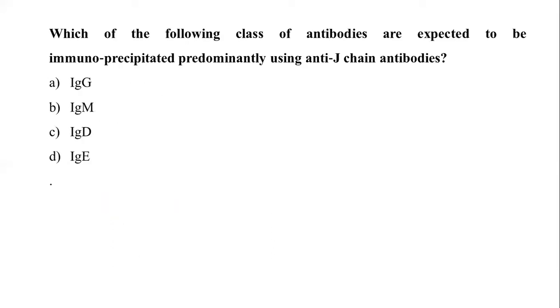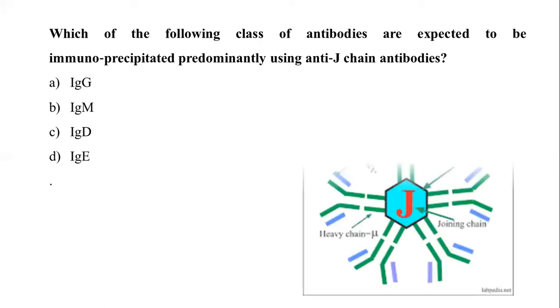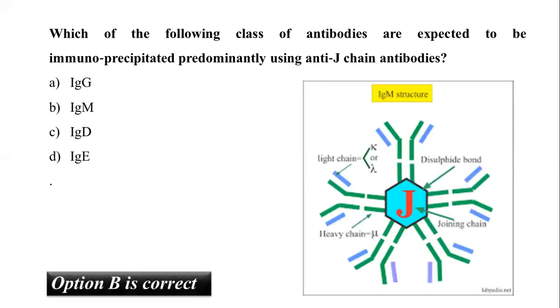In the next question, which of the following classes of antibodies are expected to be immunoprecipitated predominantly using anti-J chain antibodies? So the J chain is a protein component of both IgA and IgM. Hence, in the presence of anti-J chain antibodies, IgM and IgA are expected to be immunoprecipitated. Looking at the options given here, the correct answer would be IgM, which comprises this particular J chain. Option B is correct.